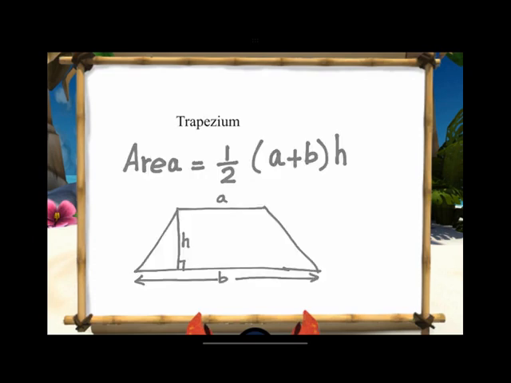Area of a trapezium equals half. A and B are parallel sides times h. H is the height. So area equals half times sum of the parallel sides A plus B times distance between them, which is h.